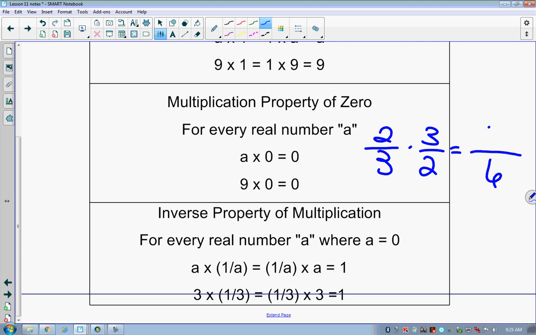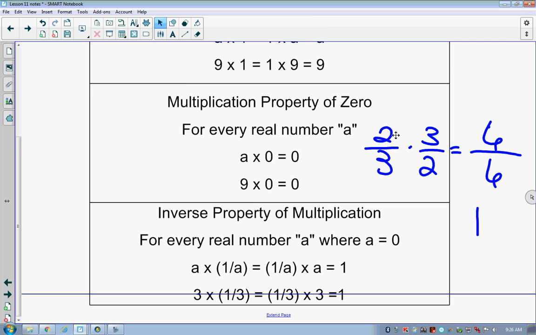And what else? And what's that? 1. So if I multiply something by its inverse, and probably another word that you would use would be reciprocal. If I multiply a number by its reciprocal, I get 1. Okay, does that make sense? Great.